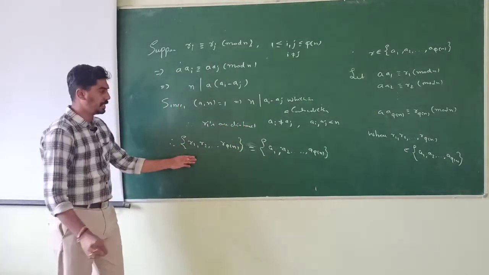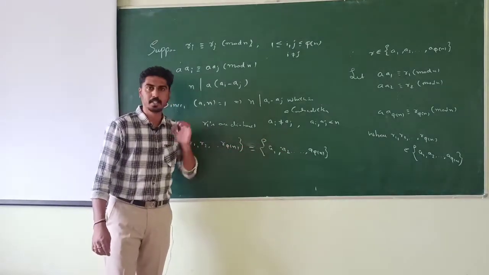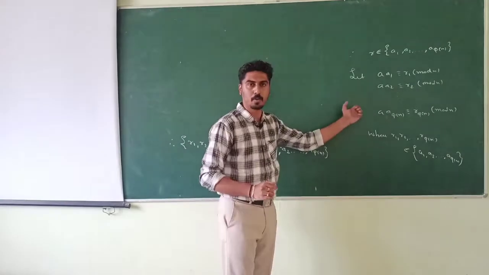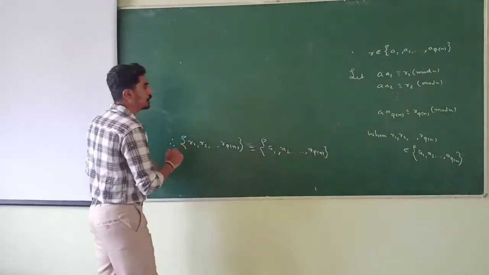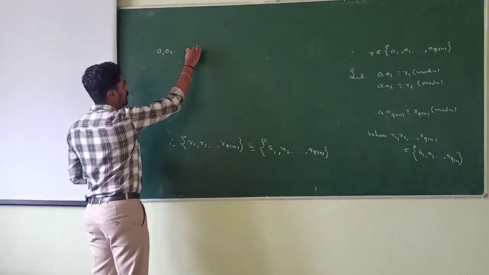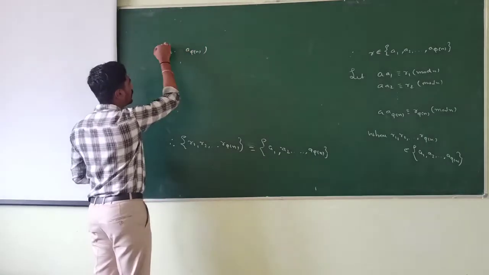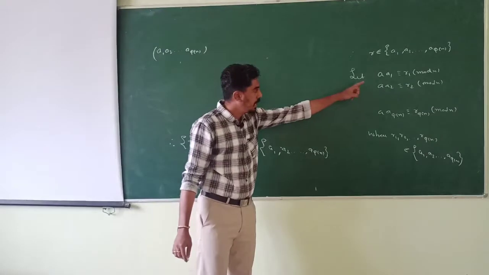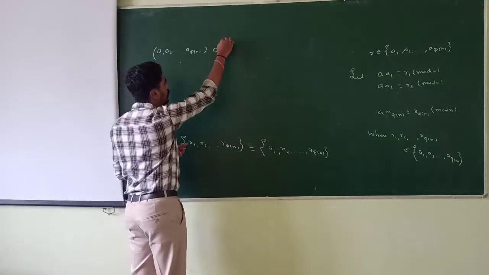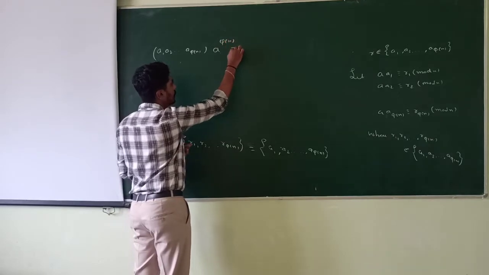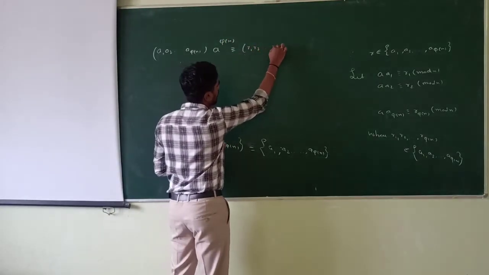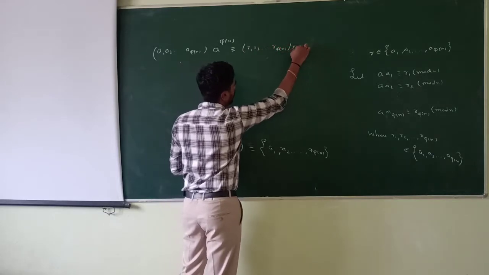So this implies that these two sets are identical. Now I am going to multiply all these congruences. So we get a1, a2, etc., a phi n, on the left, and on the right r1, r2, etc., r phi n. So I get a to the power of phi n is congruent to r1, r2, etc., r phi n modulo n.